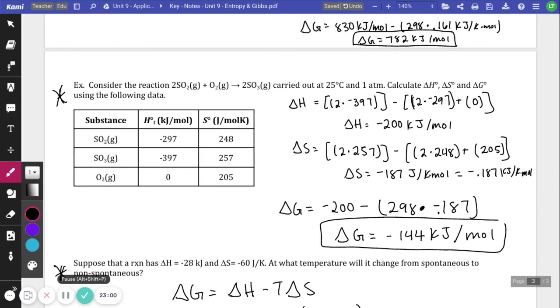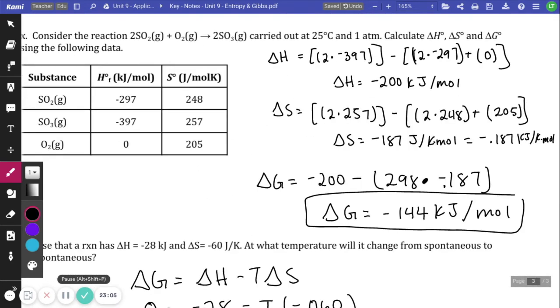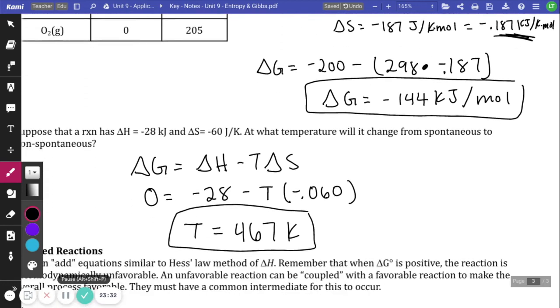All right, guys, so for this first one, we had to calculate delta H, delta S, and then use those 2 values to calculate delta G. For my delta H, I got negative 200 kilojoules per mole. For my delta S, I got negative 187 joules per Kelvin times moles. But don't forget, we have to convert that to kilojoules to be able to use it in the Gibbs-Helmholtz equation. When I plug it all in, I got that my delta G would be negative 144 kilojoules per mole.